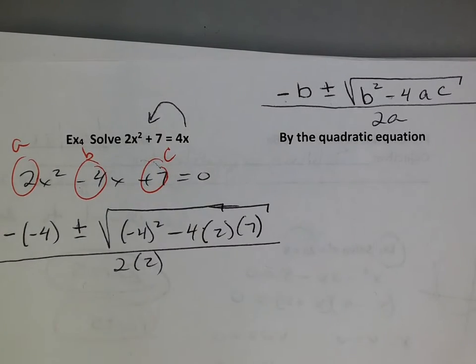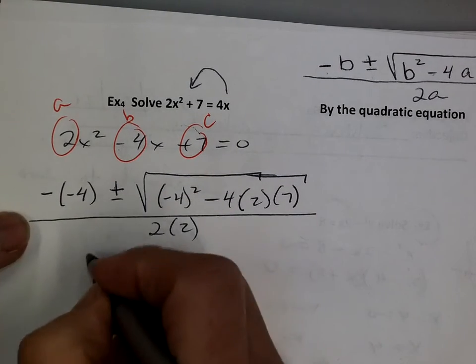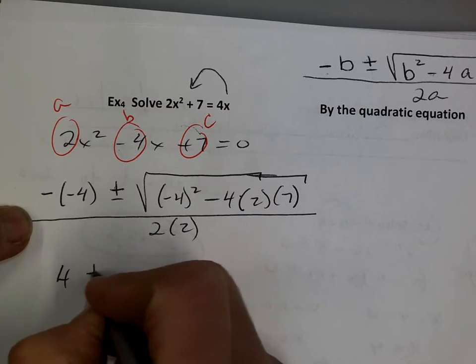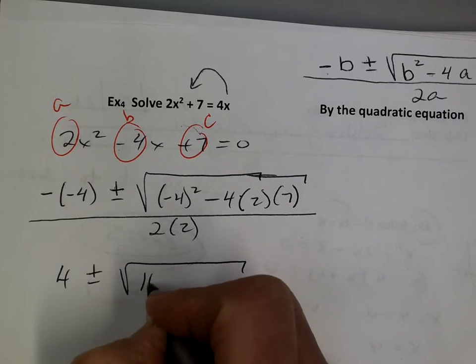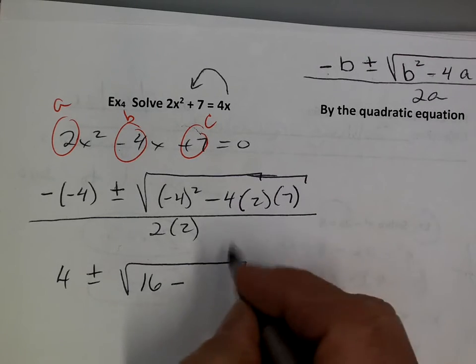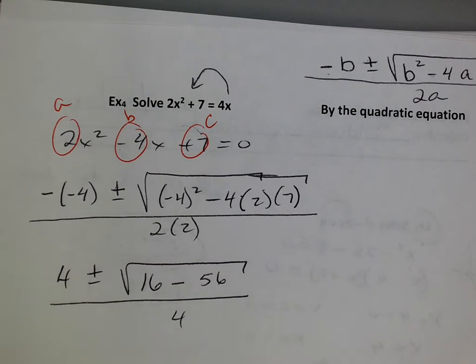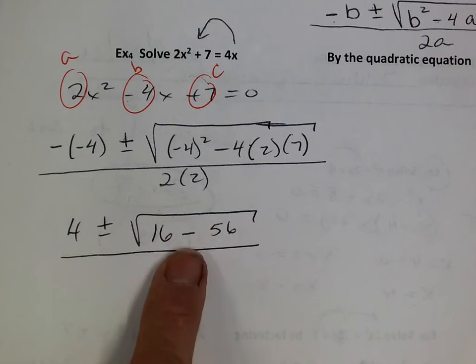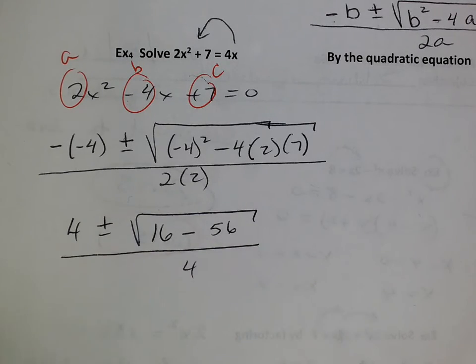Okay, how am I doing? Good? So everything's in there. Now we just have to simplify, okay? So I'm going to have a positive 4 plus or minus big square root 16 minus 56, right? All over 4. Okay, so what I see right off the bat, and you guys will see this eventually, is that we're going to get a negative square root, right? So I know for sure that we're going to have some complex number. We're going to have an i answer for sure. But let's go ahead and work it out, okay?